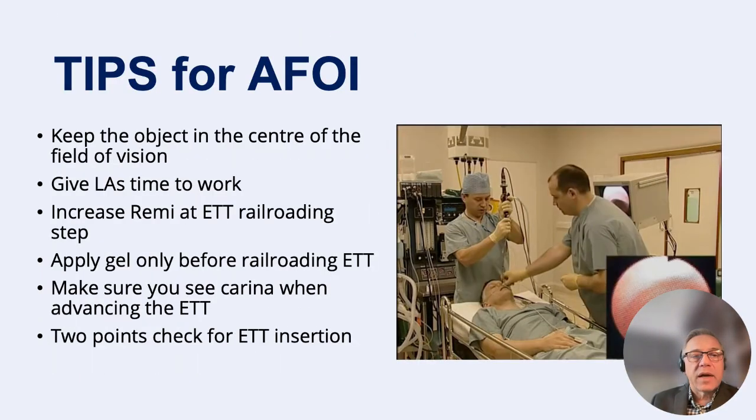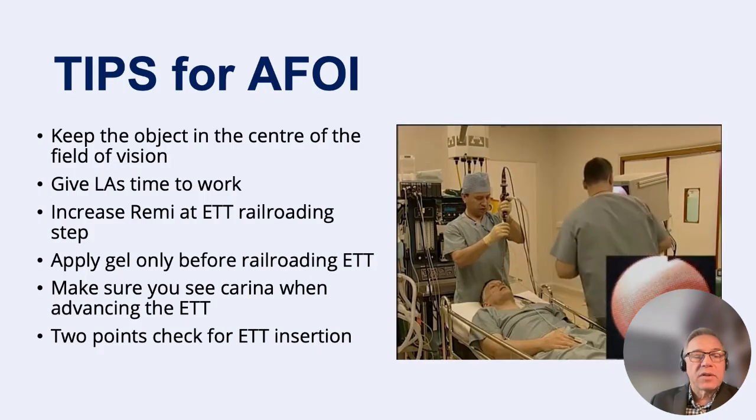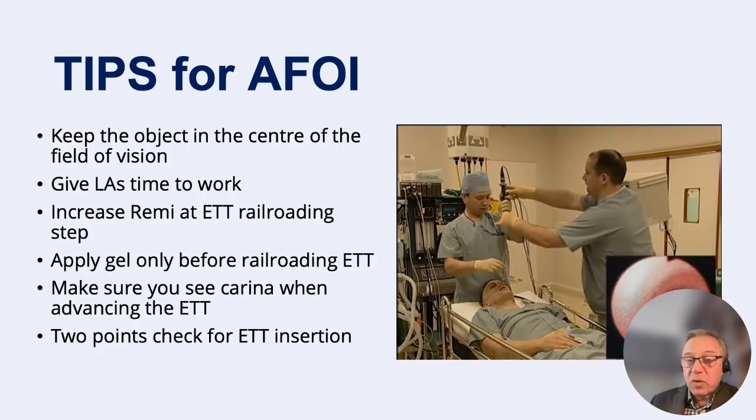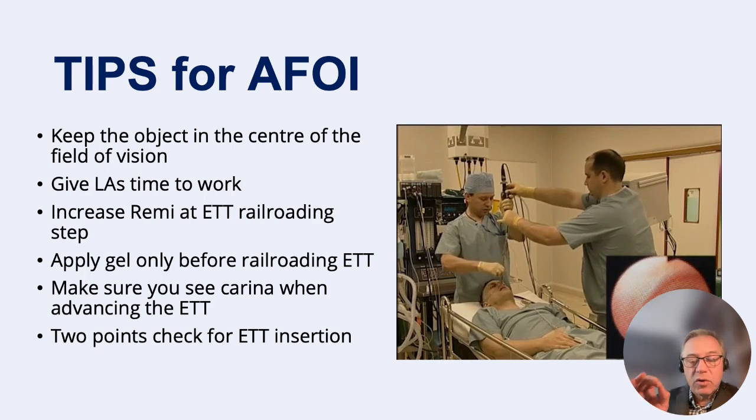Okay, now keep the object in the middle of the screen. Give local anesthetics time to work. Increase remifentanil when you're railroading the tube. At this step, you apply gel only before railroading the tube, because otherwise the gel sticks to the tube and the tube sticks to the fiber optic scope, and it will be impossible to insert the tube.